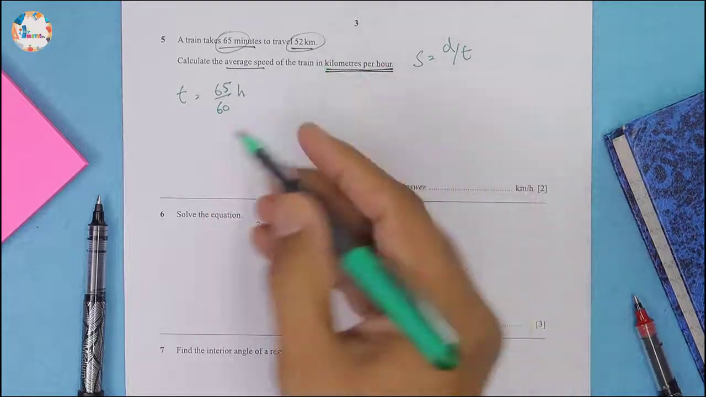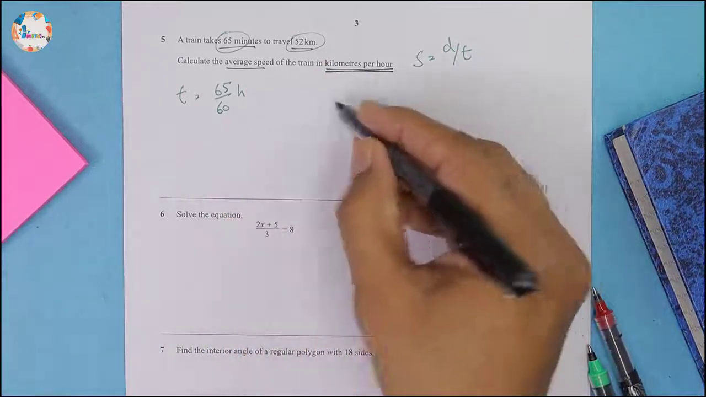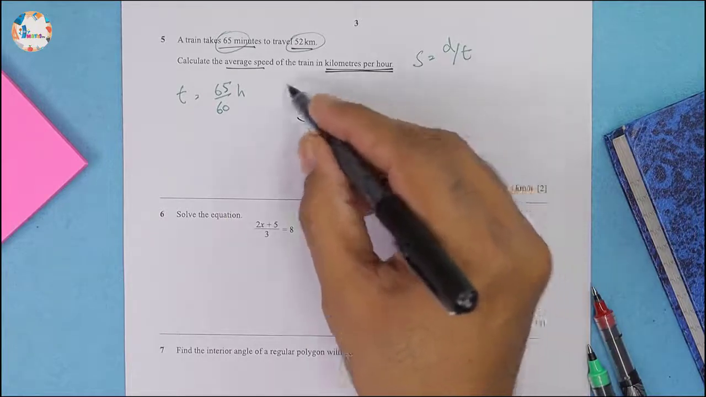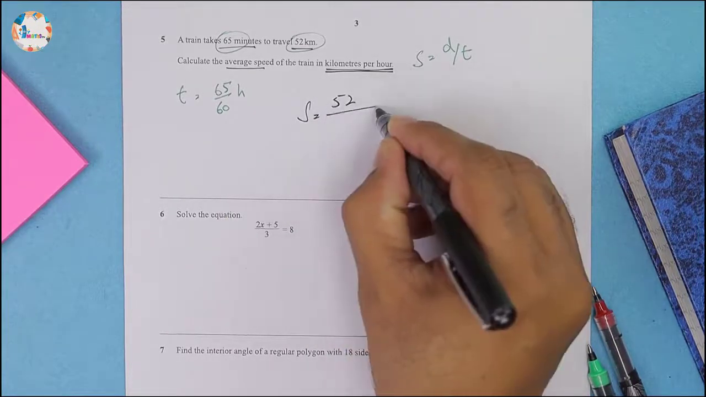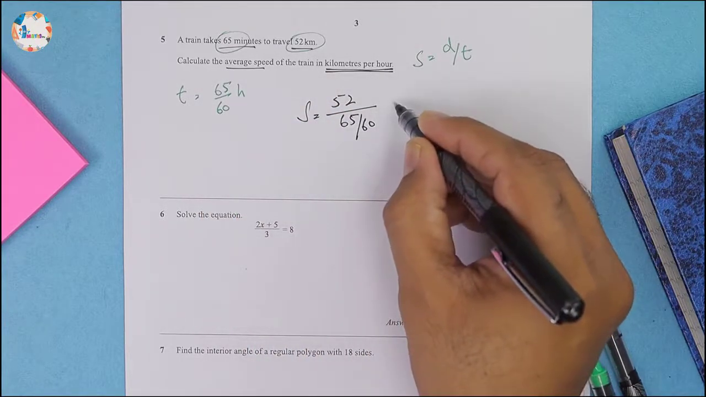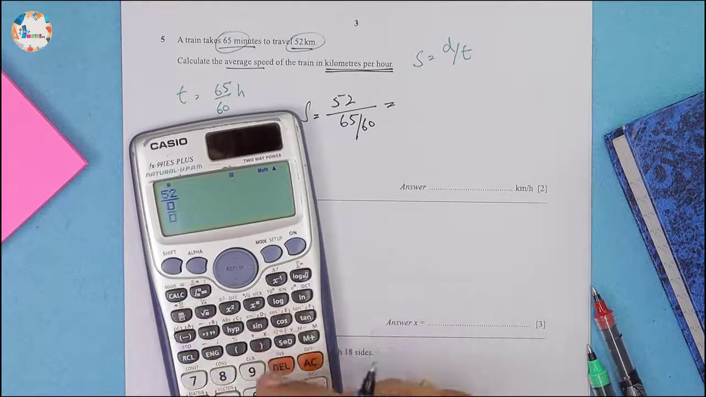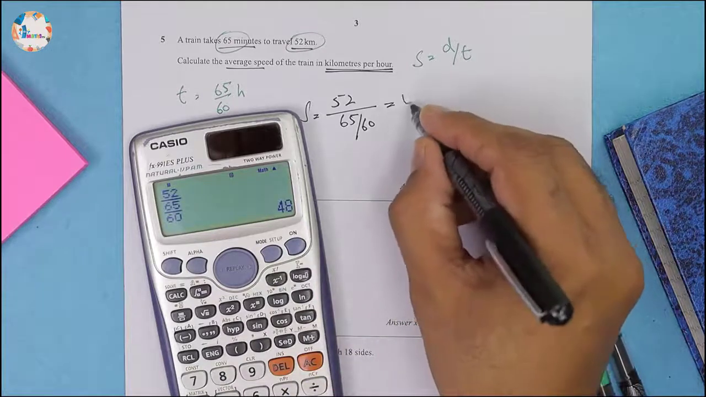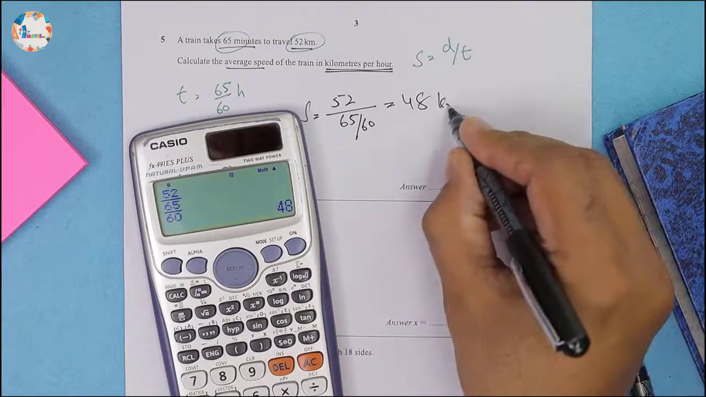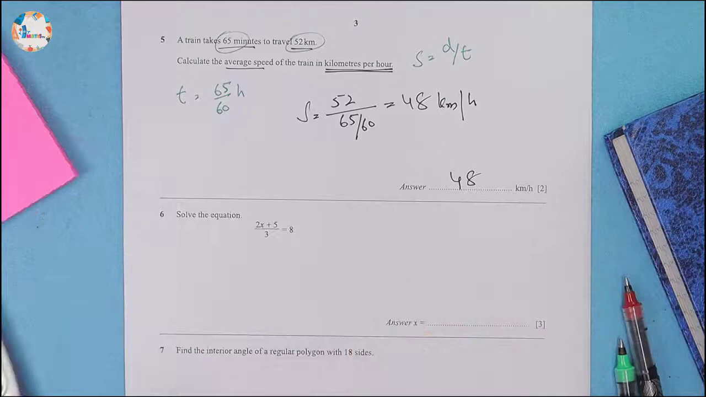This will be in hours, and now speed is equal to distance over time, so speed is equal to 52 kilometers divided by 65 over 60. We can check this with the calculator: 52 divided by the fraction 65 over 60 is equal to 48. So this will be 48 kilometers per hour. Hopefully you understand this. Our answer goes over here in the proper place.